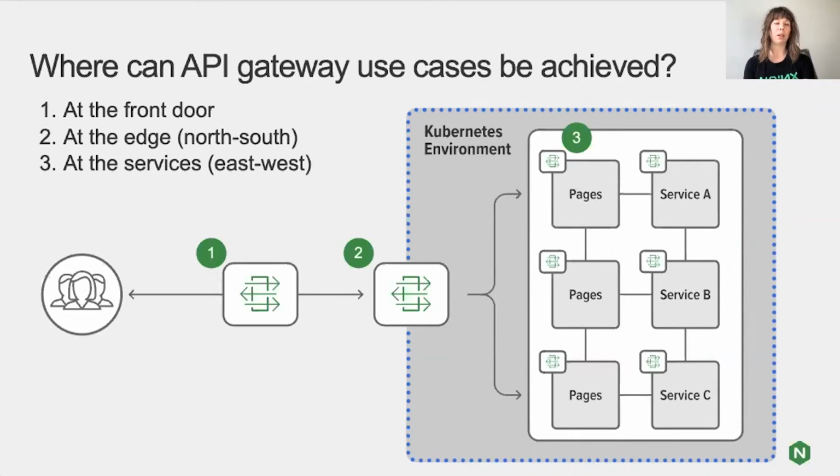And Alan, the one-time use case is a really good example of something that belongs at the front door. But let's also talk about who owns each location. So let's go from outside in. Who's owning those front door API gateway use cases?